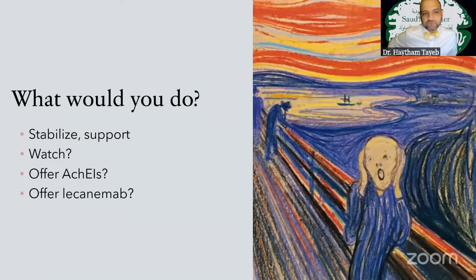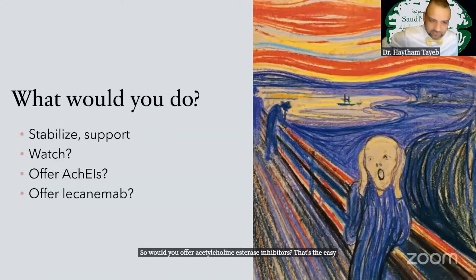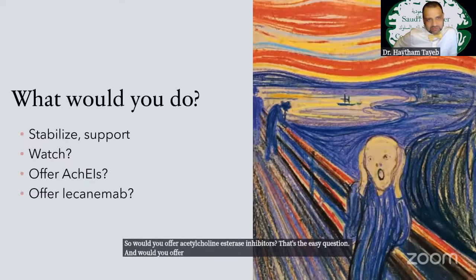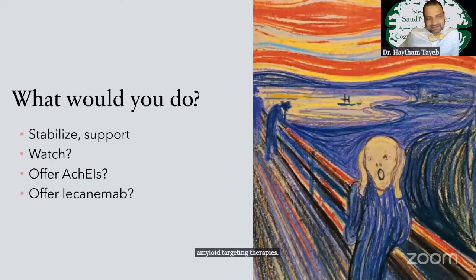So would you offer acetylcholinesterase inhibitors? That's the easy question. And would you offer amyloid targeting therapies? You're going to say that he's atypical, and I agree with you. But in a case like this, given all of the potential, and acknowledging that you're extrapolating, is there something that pushes you to do something about it?